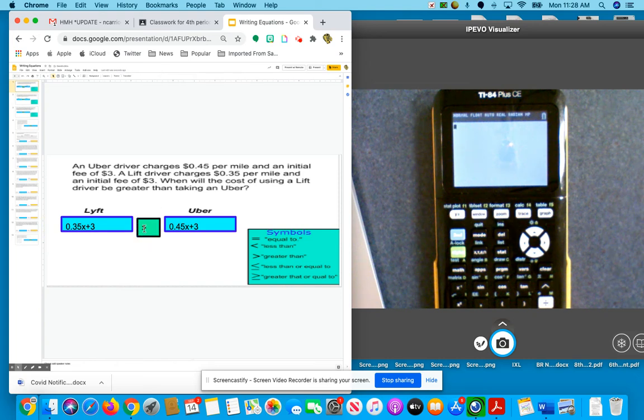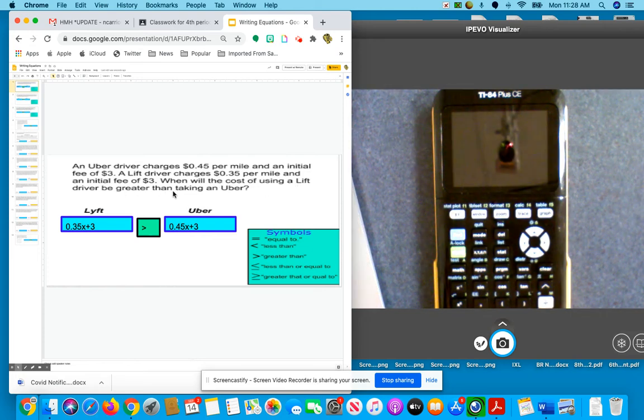And the reason we chose this symbol is because, remember, whenever I'm on this side, this means that the Lyft is greater than. It says when the cost of using a Lyft driver is greater than an Uber. If it said the Uber needed to be greater, then we would flip it over and use the other side. But in this case, we're using where the Lyft driver is greater.